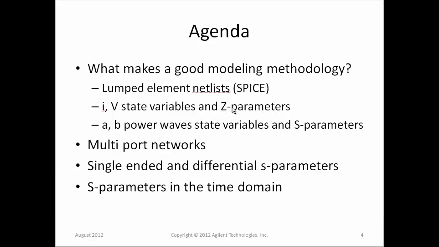I'll start off with an introduction to Z parameters. These aren't used very much anymore, but it's a good introduction. They use voltage and current state variables to characterize the interaction between components. I'll be talking mainly about S parameters. They use a different set of state variables called the power waves, the A and B power waves. It turns out you need two state variables to model a bilateral system.